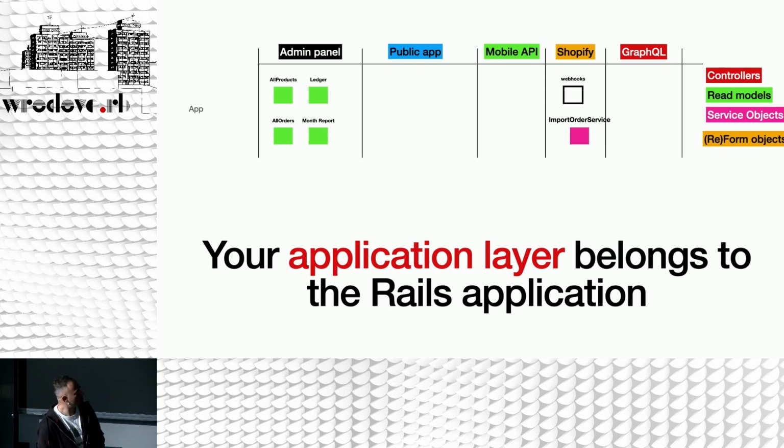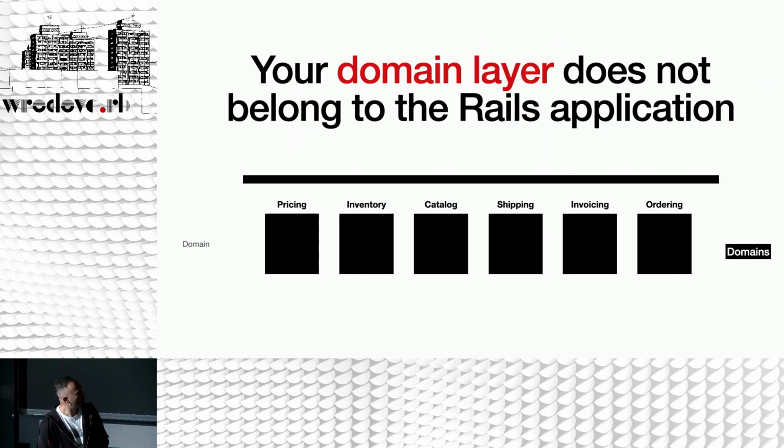However, and this is shocking, the domain layer does not belong to your Rails application. This is your business logic and has nothing to do with Rails, to the point that it even shouldn't be part of your Rails directory. So how can this work?